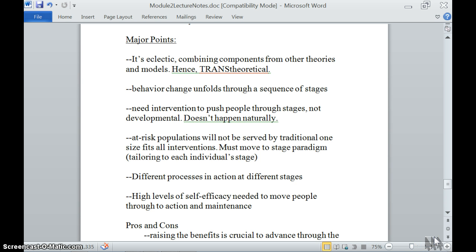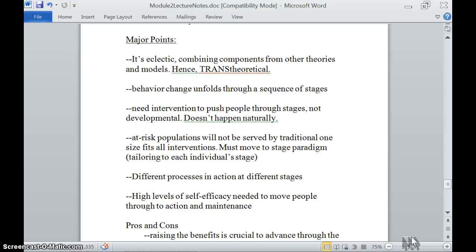So we have to push people through these stages, right? We push them from pre-contemplation to contemplation, or from action to maintenance. And the big word here is tailoring. So you don't give a one-size-fits-all intervention to anybody. You have to identify the stage they're in, and then the intervention matches that stage.